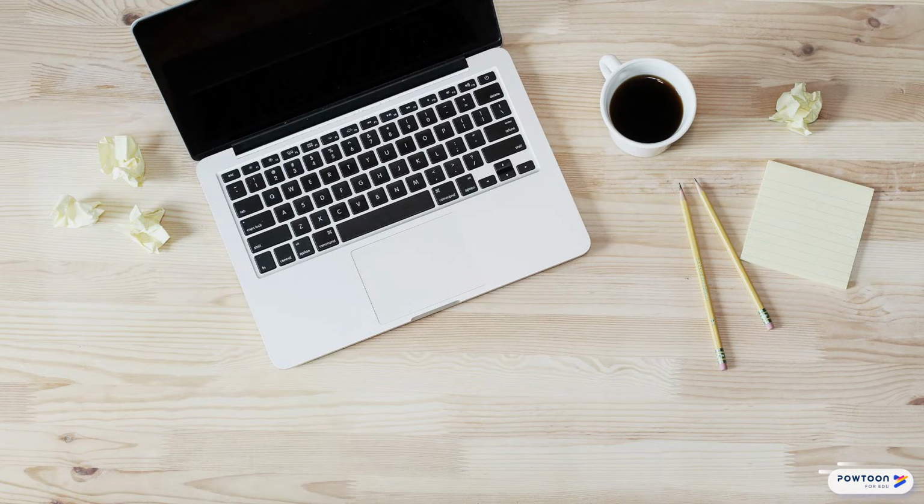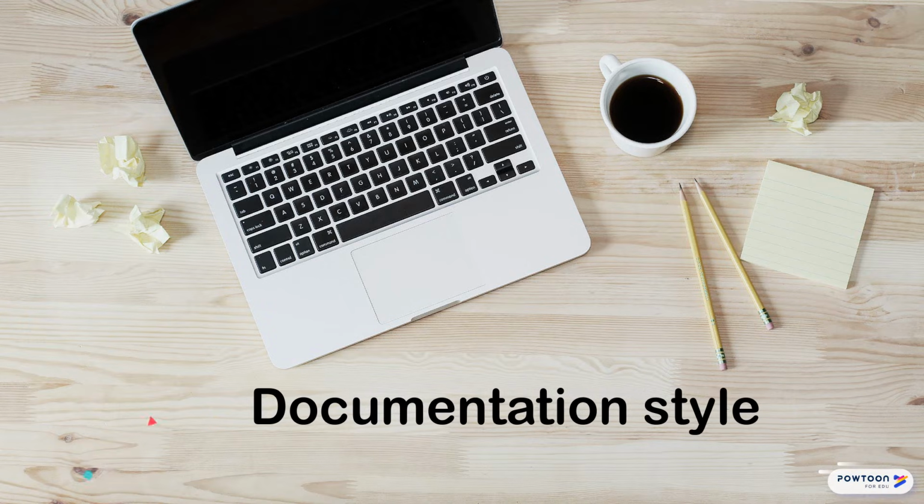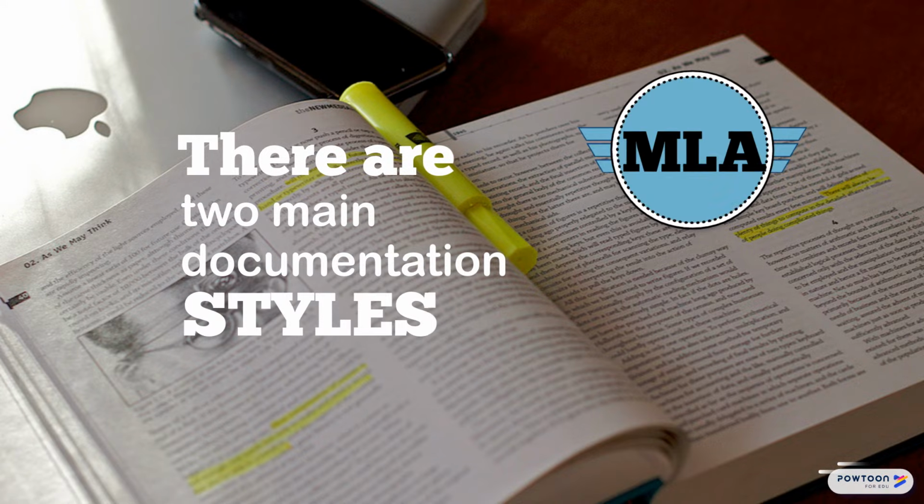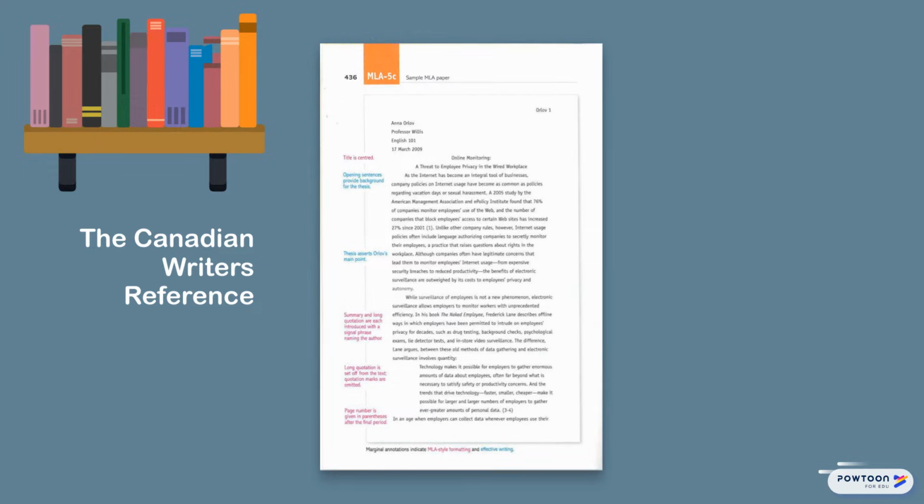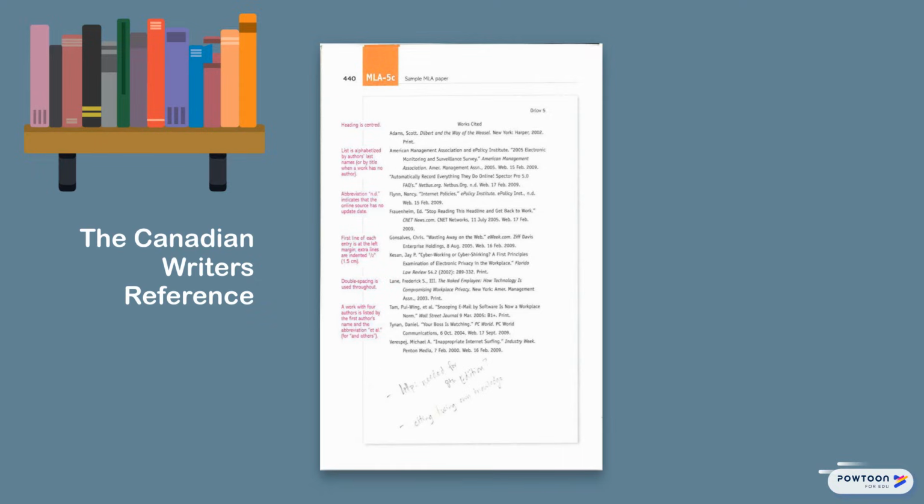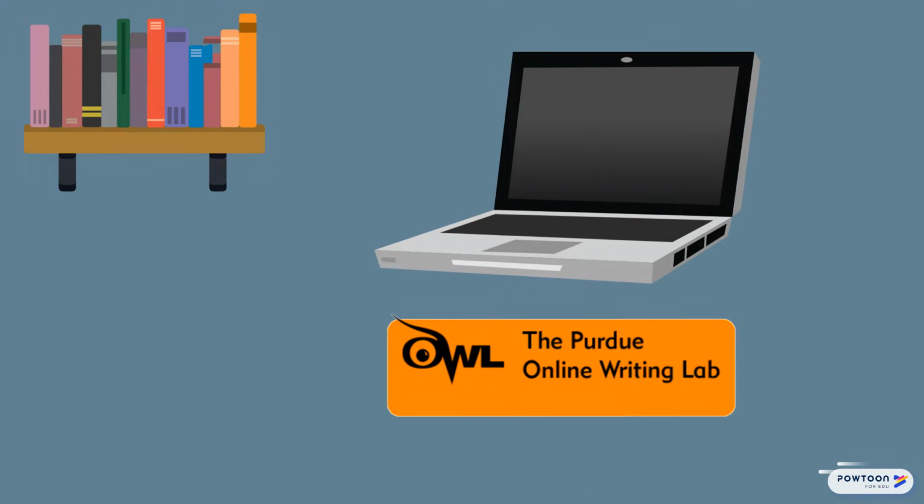There are several ways to give credit to a source, but the number one thing to remember is to ask your instructor which documentation style he or she is using. There are two main documentation styles, MLA and APA. It is a really good idea to refer to a writing manual such as the Canadian Writer's Reference that shows both styles, and you can choose whichever style you need based on the course or instructor preference. The OWL Online Writing Lab by Purdue University is also a great internet source.